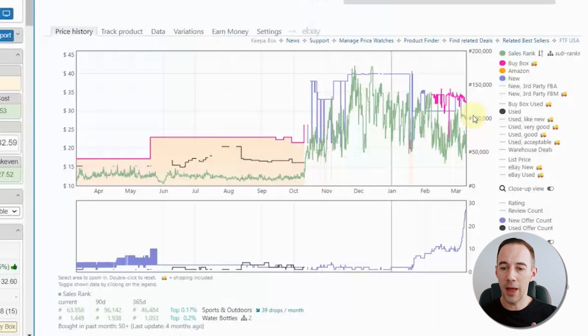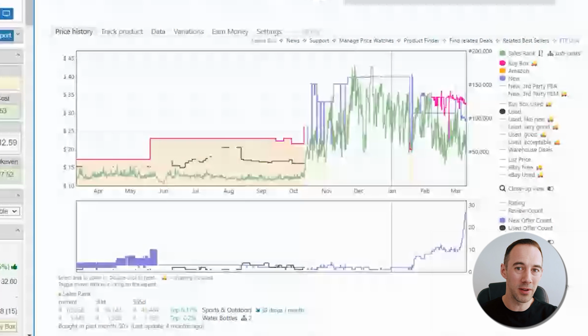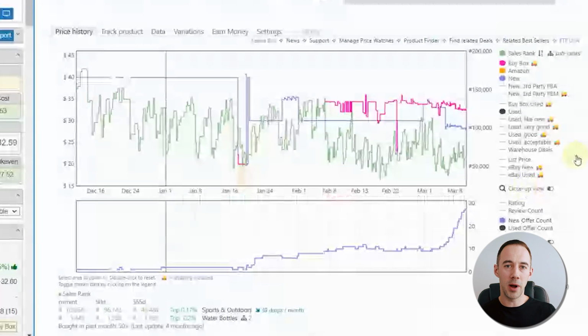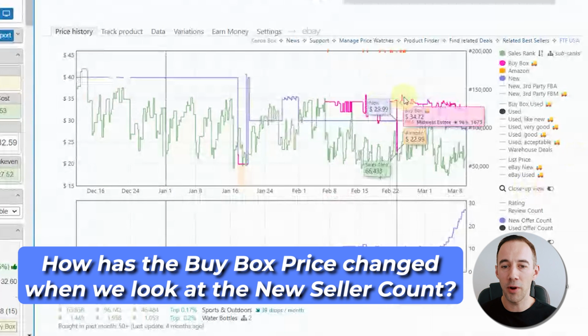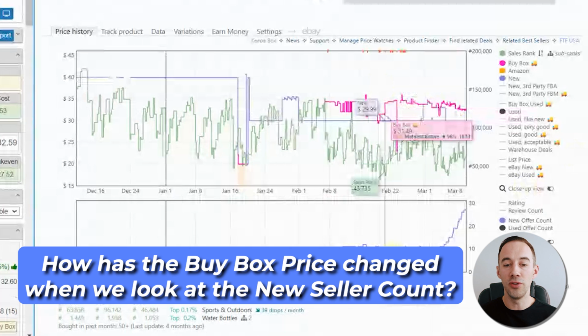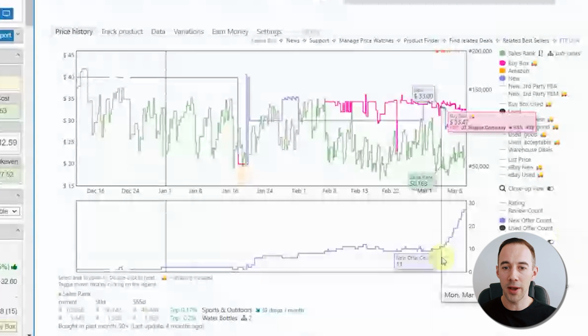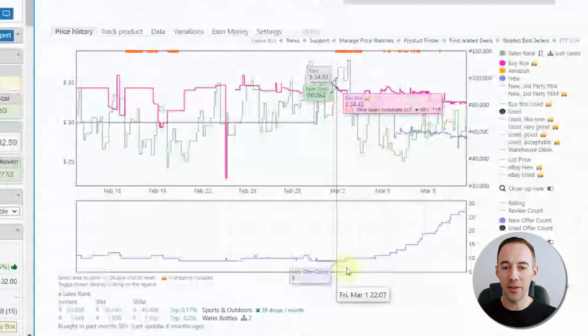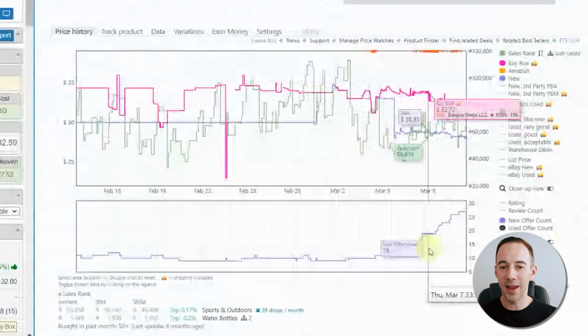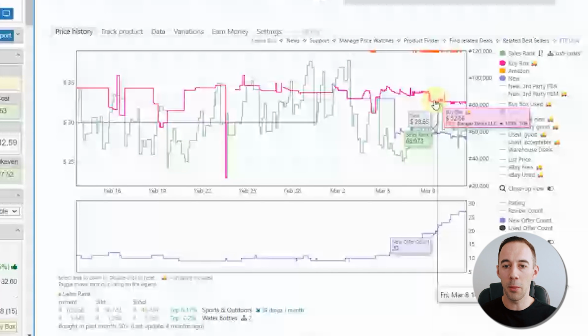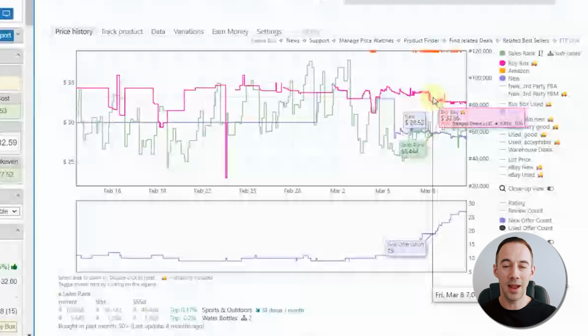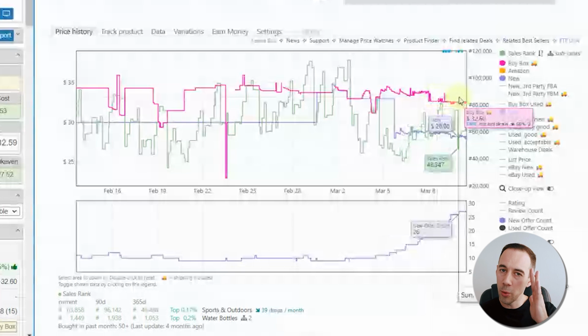Now, when I am looking at that buy box price, I'm also going to be considering what's going on within the marketplace. How has the buy box price changed when we look at the new seller count? When we look at the new seller count right now, you'll probably notice that the new seller count started increasing. And then a couple of days later, this price started decreasing. It went from 33.87 down to 32.66. So I'm going to always be careful.